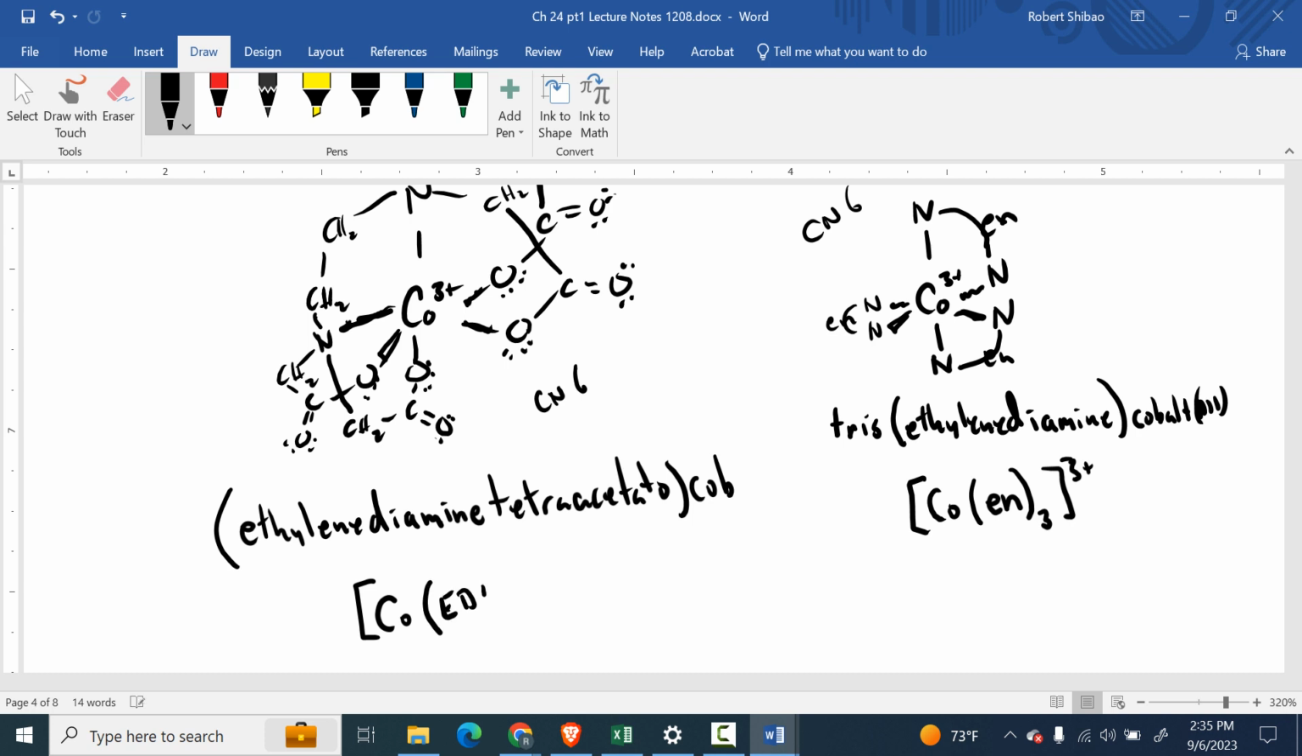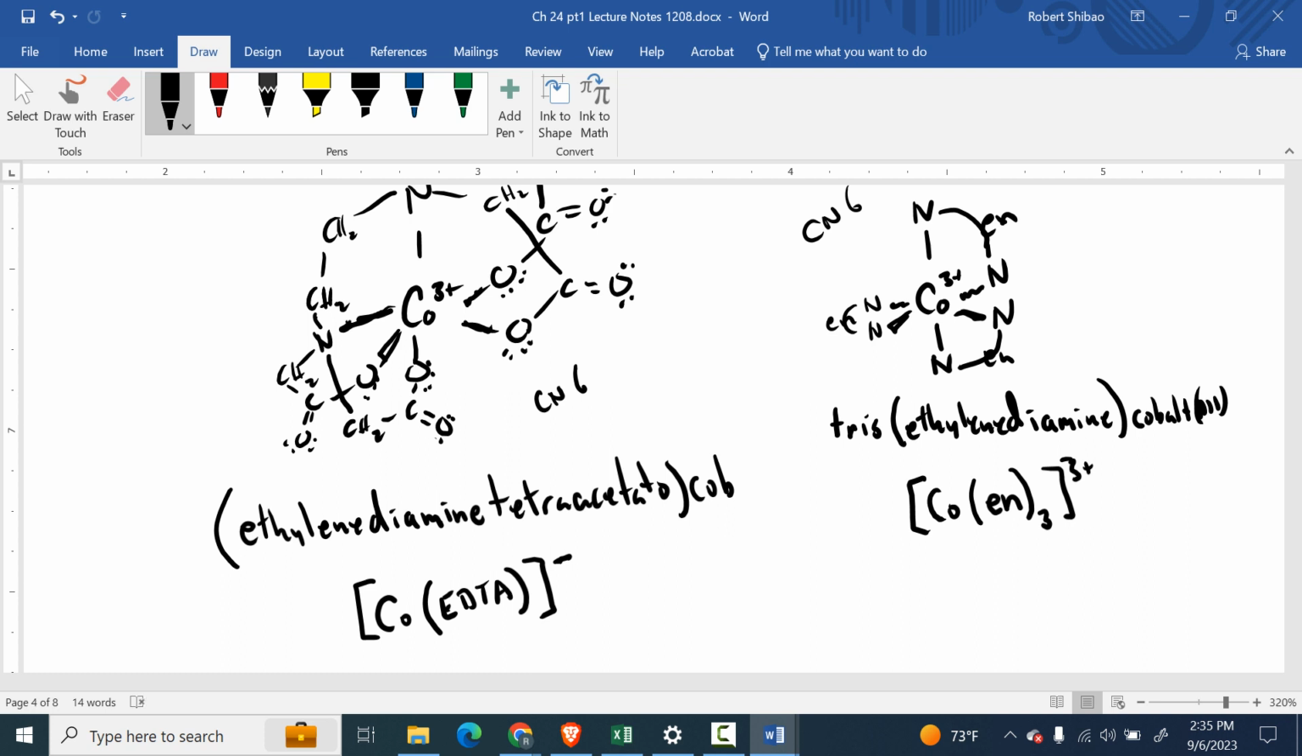For ethylene diamine tetraacetato, there's no problem using the abbreviation because there's so many atoms in this. And so we have a 4 minus and a 3 plus, which gives us a net charge of what? The whole complex is going to be negative.